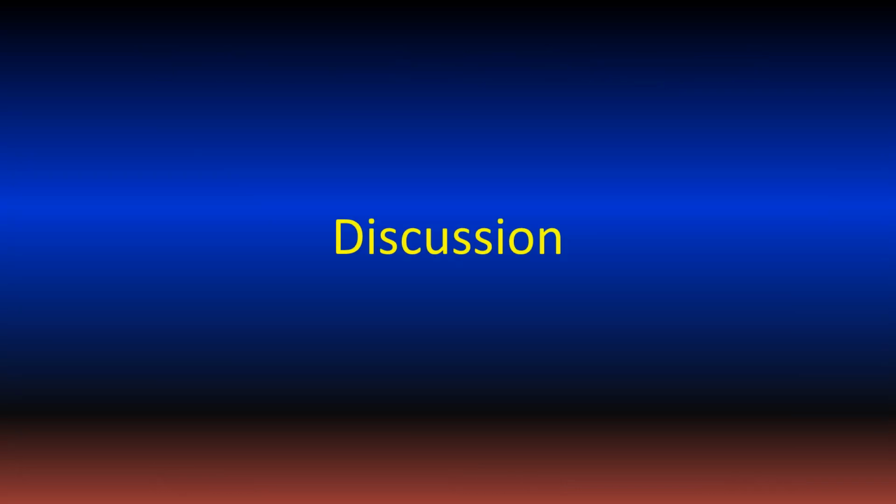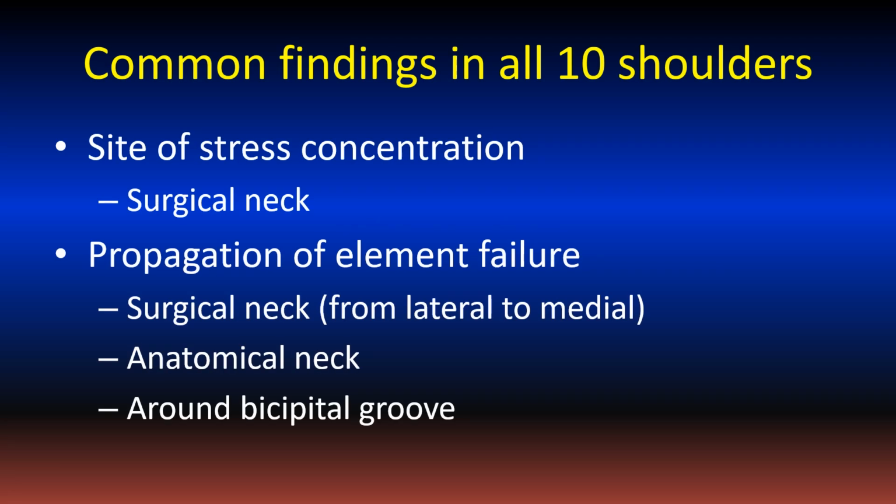Discussion. In the present study, all 10 shoulders demonstrated similar stress distribution and failure patterns. Common findings were: number 1, stress concentration was seen at the surgical neck. Number 2, propagation of element failure extended from the lateral side to the medial side in the surgical neck. Element failure was also seen at the anatomical neck, which extended to the bicipital groove.